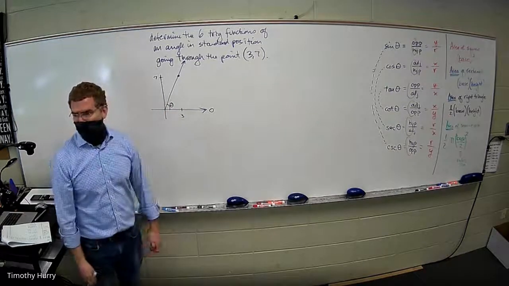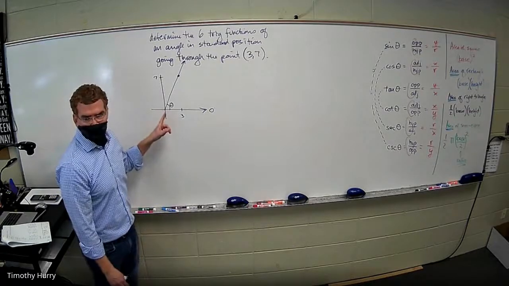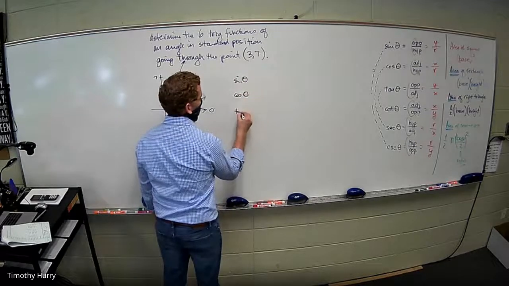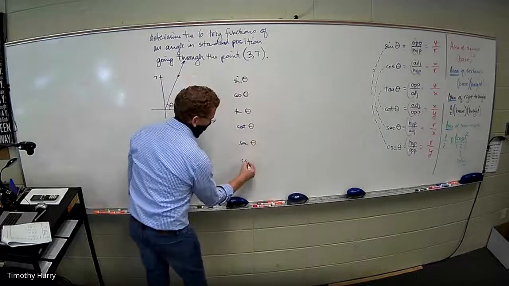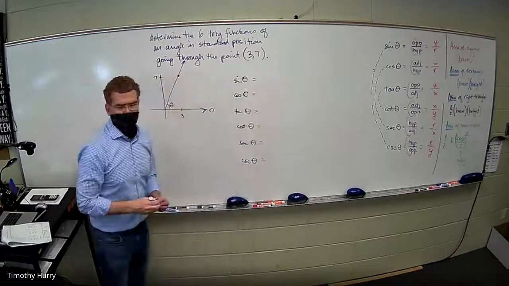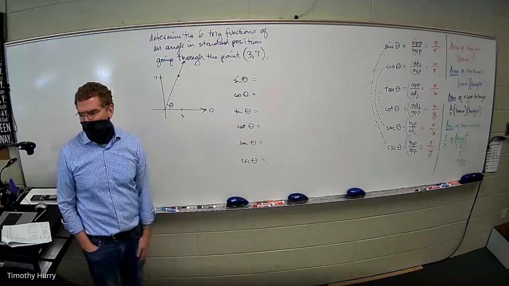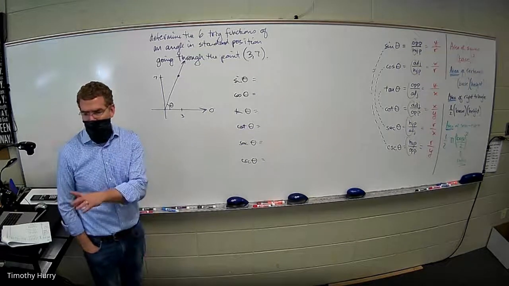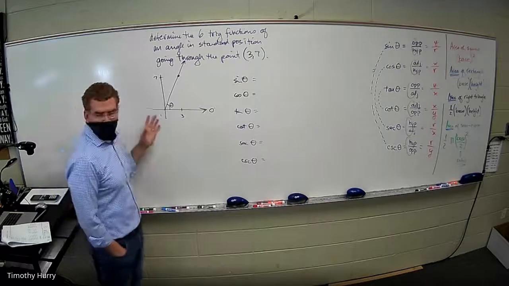I don't. But they want me to find the 6 trig functions of that angle. So they want me to find the sine of theta, the cosine of theta, the tangent of theta, the cotangent of theta, the secant of theta, and the cosecant of theta. And again, don't forget to write the theta. Now, does it matter how big I draw this triangle?